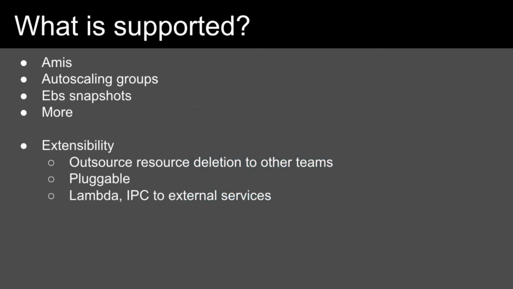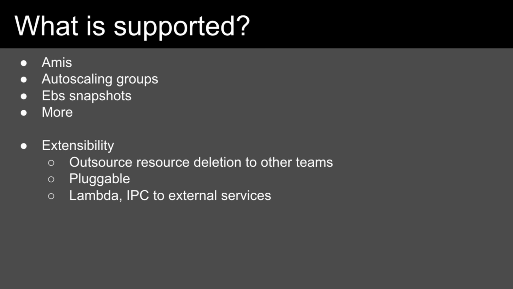So what is currently supported? We've been deleting AMIs for months now with a lot of success. We have not gotten any incidents or anybody complaining that we wrongfully deleted something. So this speaks volumes to the amount of testing that goes into releasing a new feature for Swabbie. So we support AMIs, auto-scaling groups, EBS snapshots, and there are more to come.